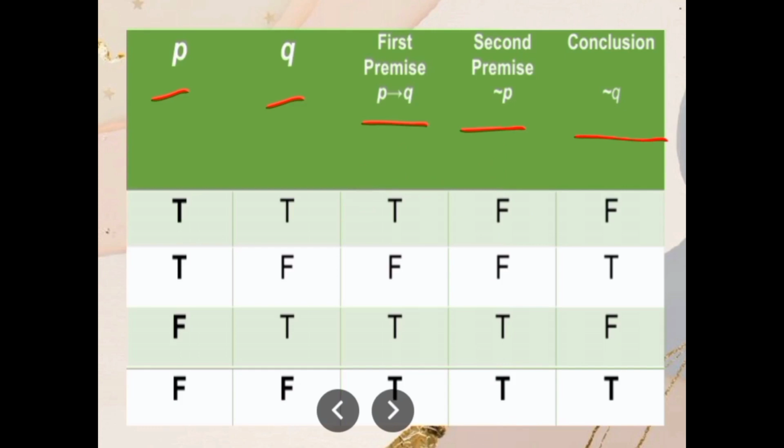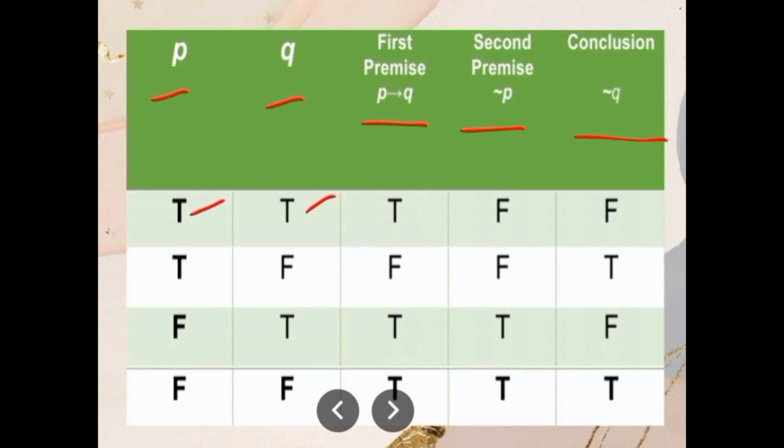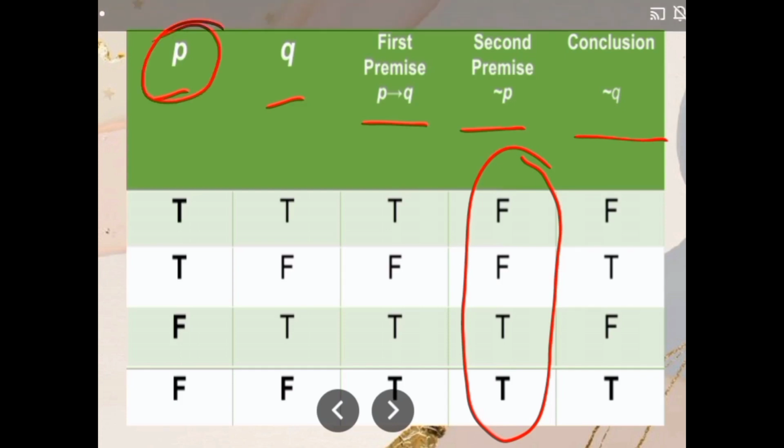Next column is first premise which is P implies Q. So true, true means true. True, false means false, and false, true, and false, false all mean true. Next column is second premise not P. We will get this value by just negating the column P.